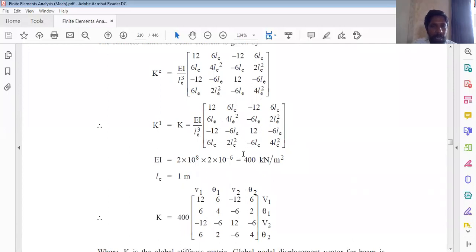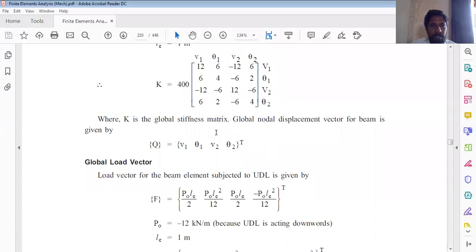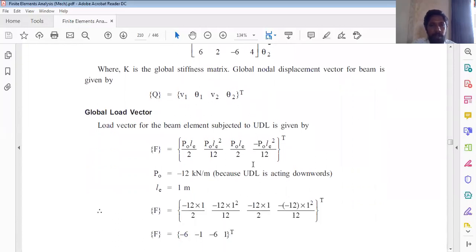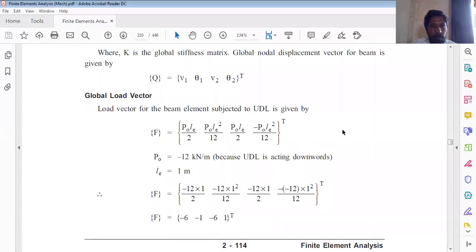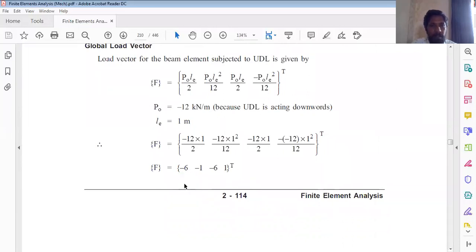As there is only one element, definitely the elemental stiffness matrix itself is the global stiffness matrix, and the global displacement vector consists of V1, theta 1, V2, theta 2. The load vector due to UDL is given by this expression or matrix. When you substitute the intensity of UDL and the length of the element, we will definitely get the load vector due to UDL as minus 6, minus 1, minus 6, 1.